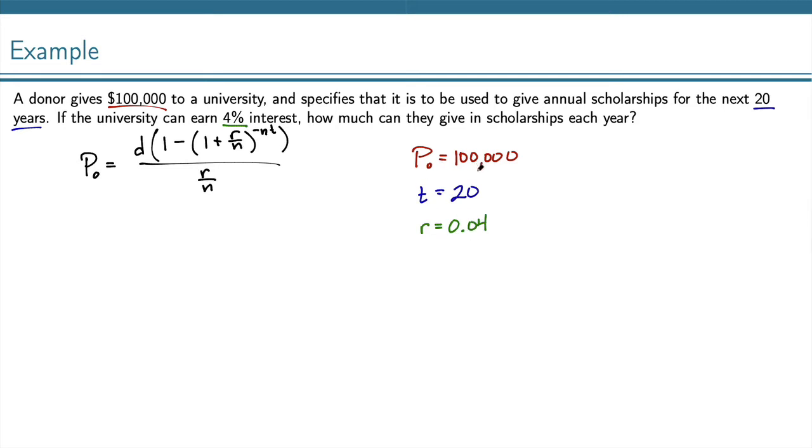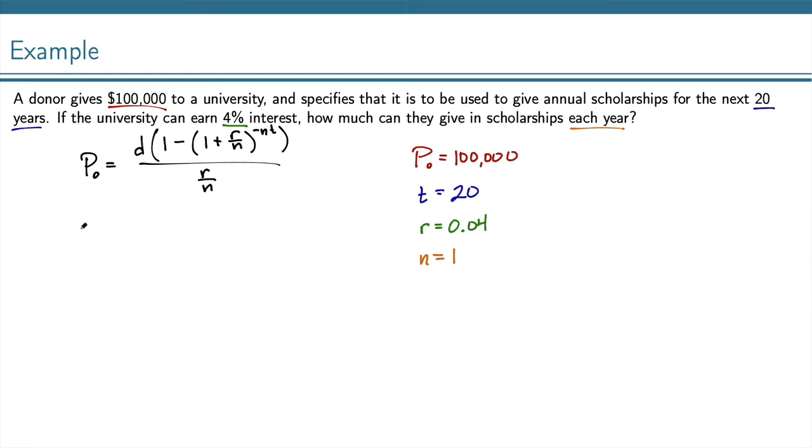And N is the number of times per year that we're making these withdrawals. And of course, we assume that the compounding period is the same. And here we are just told that we're doing this each year. Okay, that tells us that N is just 1 because we're doing it once per year. So now we're ready to plug all of this in and solve for what we're looking for.